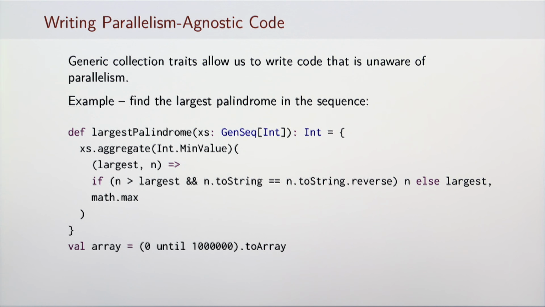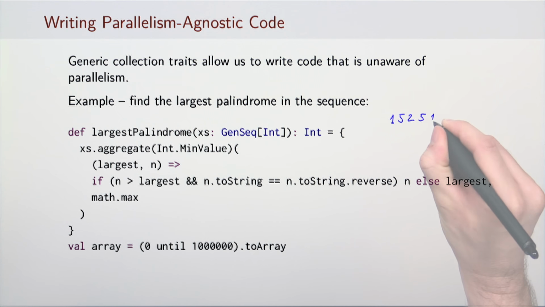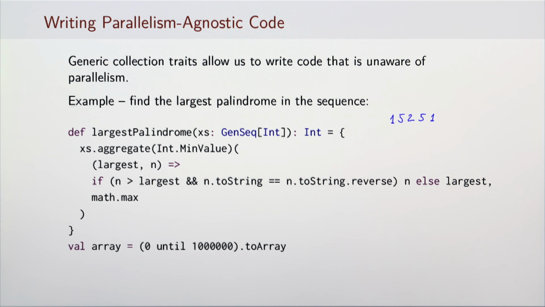As an example, consider the method largestPalindrome, that given a generic sequence of integers, finds the largest palindrome number. One example of a palindrome is the number 15,251. Read backwards and forwards, it is the same number. Within the largestPalindrome method, we use the aggregate operation. Since we are looking for the largest palindrome, we choose the smallest integer as our neutral element and the math.max function as the parallel operator. The sequential operator checks if the number is a palindrome and if it is bigger than the previously observed palindrome.